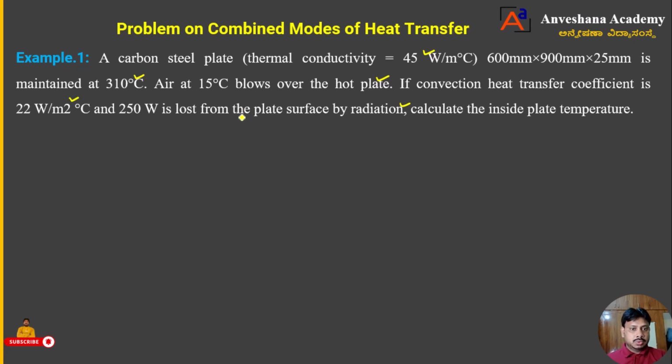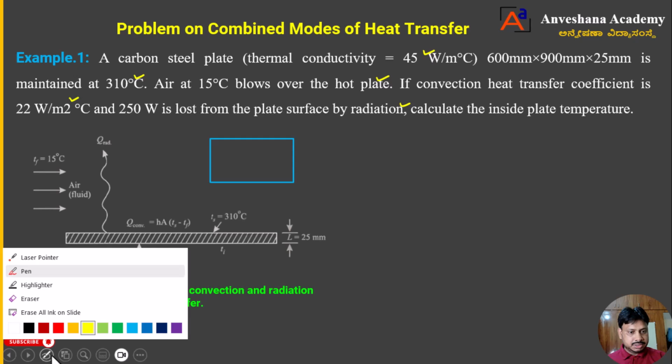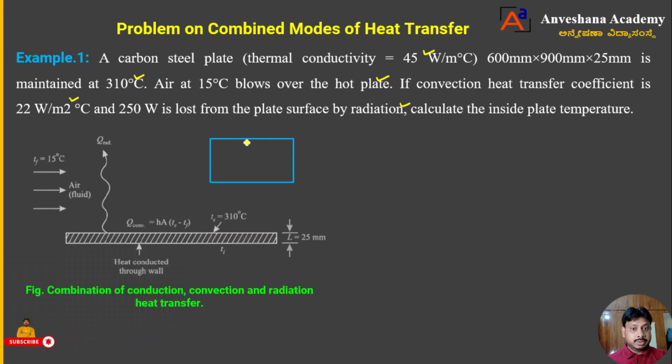Dear students, to understand this problem, I will try to draw the schematic diagram for the particular problem. How it is, you can see now. I will draw a diagram here. This is my diagram for the given problem. So dear students, what I have done, there is a carbon steel plate, which is having a thermal conductivity. That thermal conductivity I can mark here as K, that is 45 watt per meter degree Celsius he has given, and he has given the size of the plate.